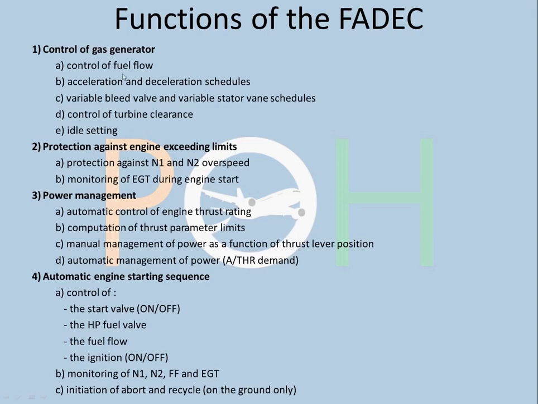So it controls the gas generator. All these come under the gas generator itself. Now this is important: protection against engine exceeding limits. So there's protection against N1 and N2 overspeeds, monitoring of EGT during engine start. It will actually shut down, automatic shutdown will be there. I'll just discuss power management, automatic control of the engine thrust setting.